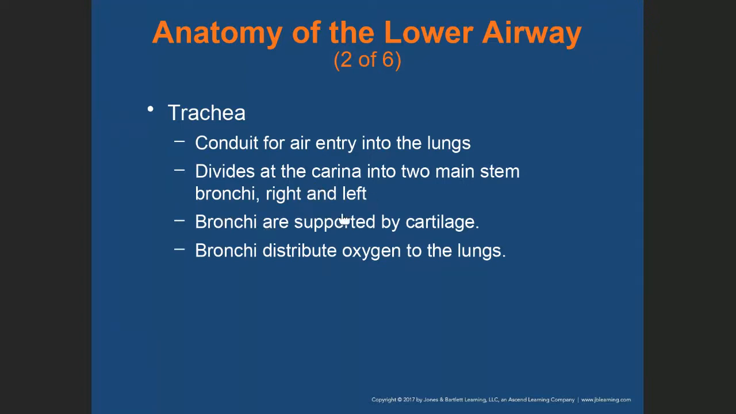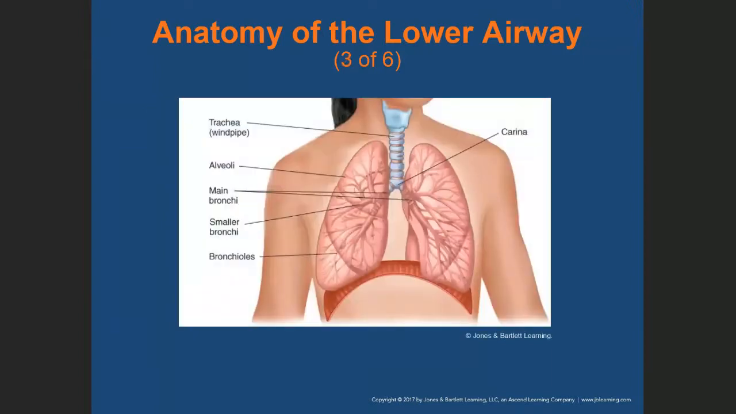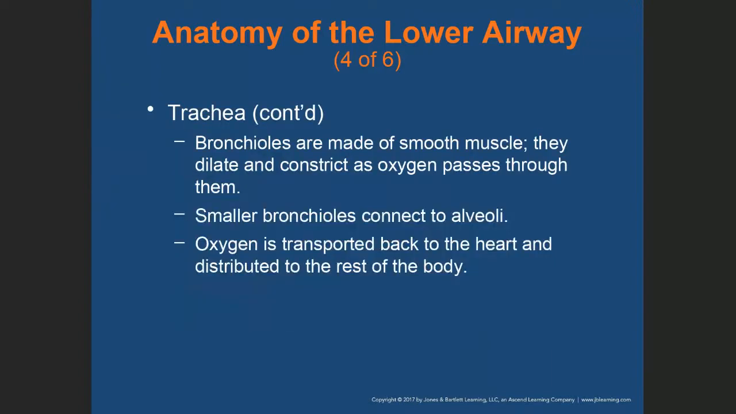The bronchi are supported by cartilage, and the bronchi distribute oxygen to the lungs. The bronchi eventually break down into bronchioles and are made of smooth muscles. They dilate and constrict as oxygen passes through them. Smaller bronchioles connect to the alveoli. Oxygen is transported back to the heart and is distributed to the rest of the body.